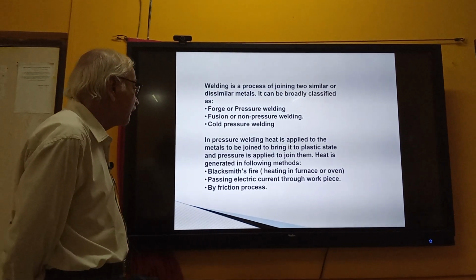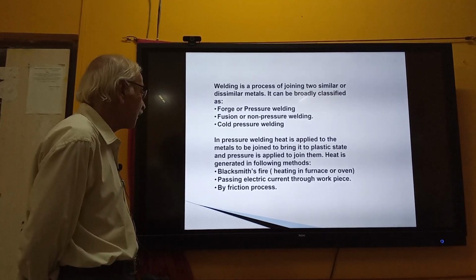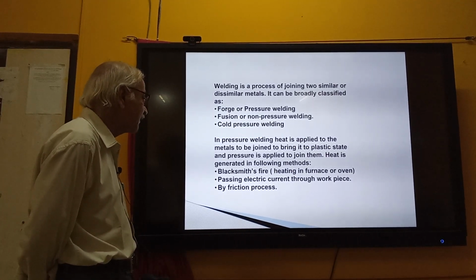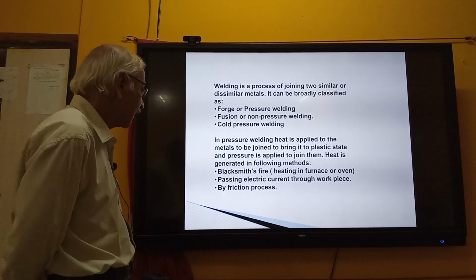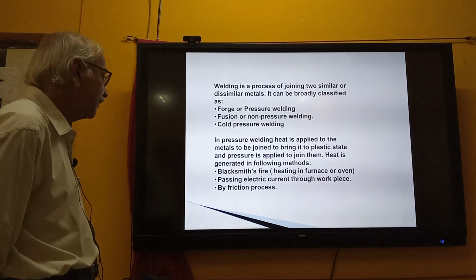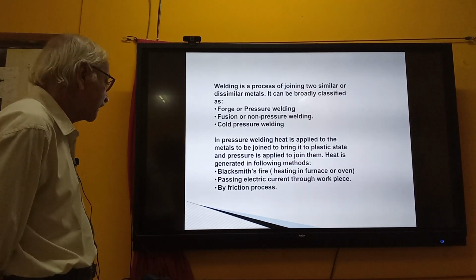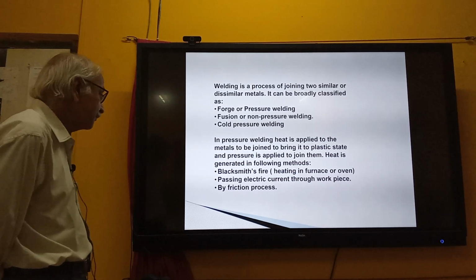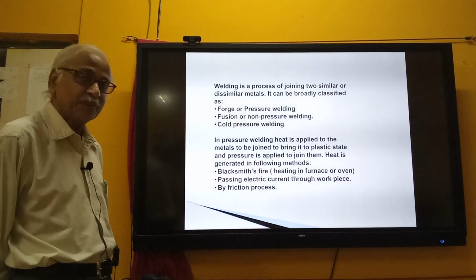In pressure welding, heat is applied to the metals to be joined to bring them to a plastic state, and pressure is applied to join them. Heat is generated in the following methods: either in a blacksmith's fire, that means in a furnace or in an oven. It can be generated by passing electric current through the workpiece or by the process of friction.